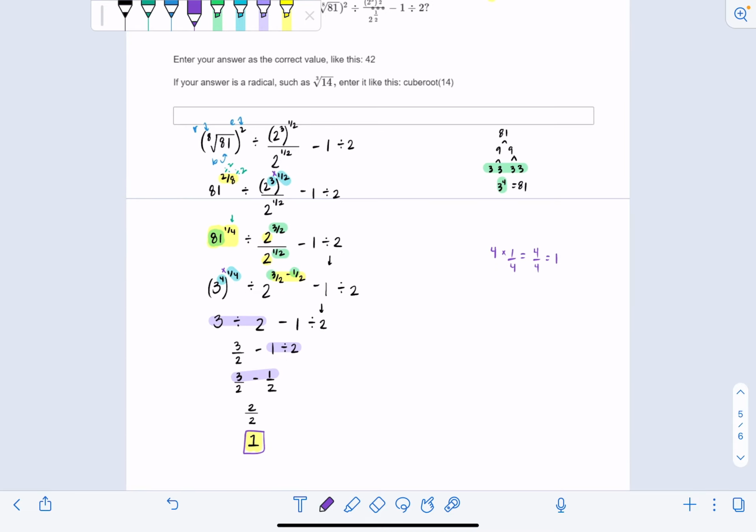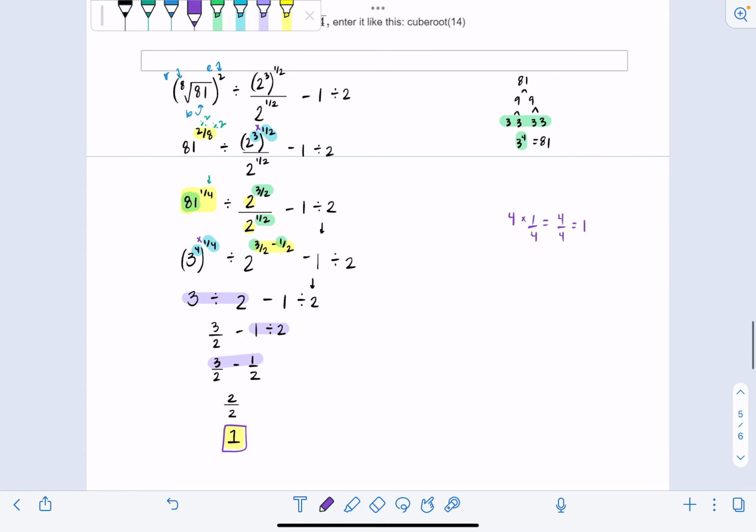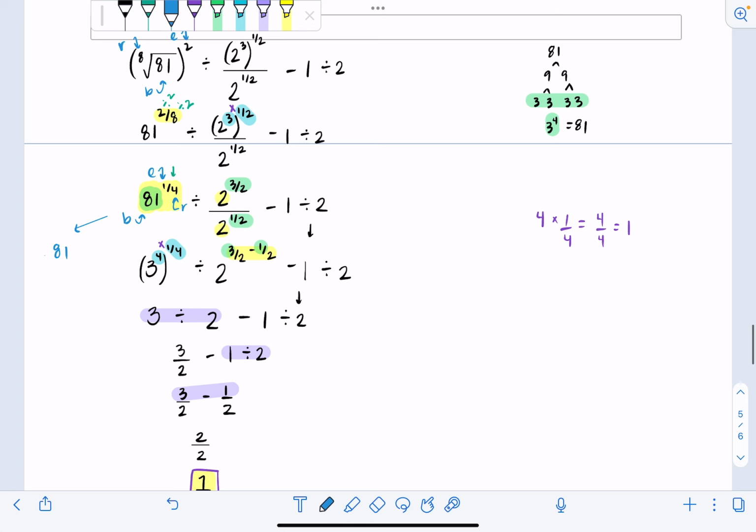Okay, and then I'm going to backtrack a little bit just to show you the alternative thing that you could have done from here to here. So the alternative is you could have changed that 81 to the 1/4 back into a radical. I'm just going to write this off to the side. So this would be my b to the e over r. So the 81 would go inside of the radical, and then the r would be 4, and then the exponent would be 1, but I don't need to write that.